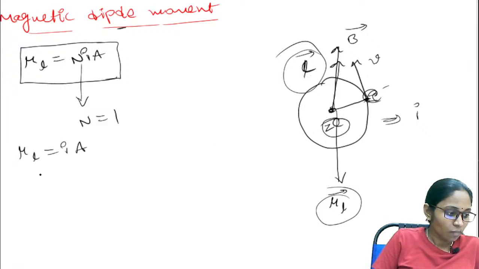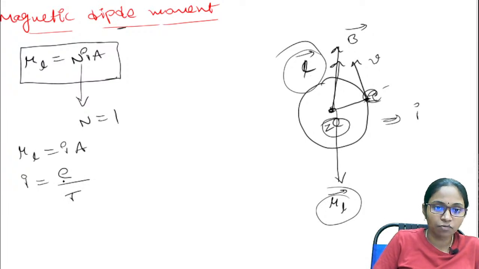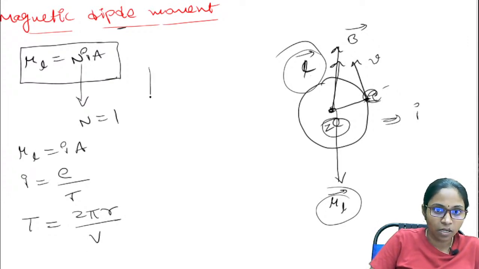And as we know, the current is equal to charge per time period, where e is the charge on the electron and T is the time period. And the time period is equal to 2πr by v, where v is the velocity and r is the radius of the orbit.